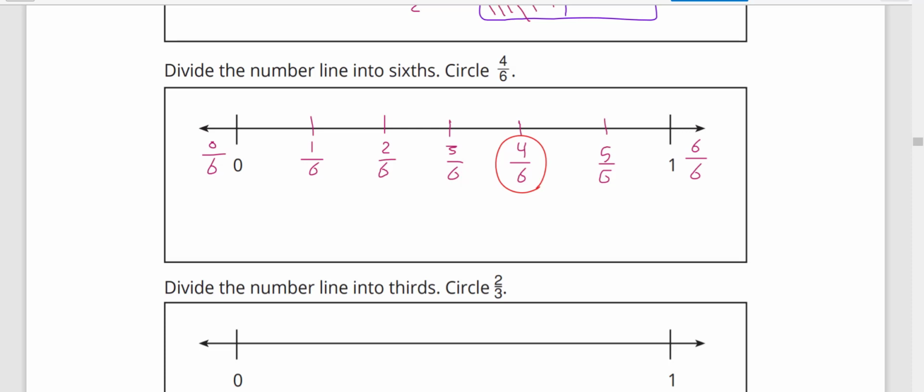We circle the fraction 4 sixths. Draw a model. For example, draw a circle, then divide it into sixths, or 6 equal parts, and shade 4 parts because the number in the numerator equals 4. First part, and second part, third part, fourth part.